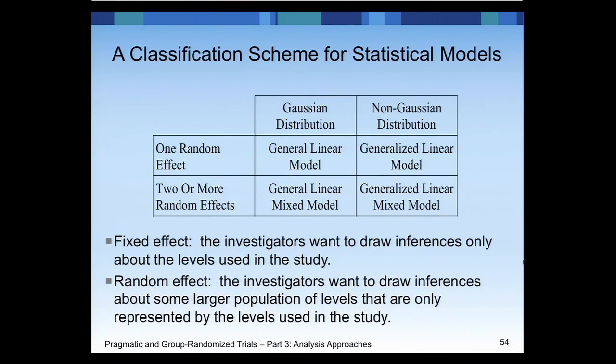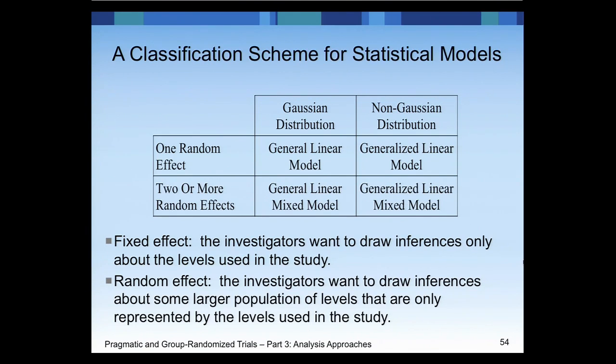We'll start by considering the classification scheme for statistical models. This is defined in terms of the nature of the outcome, the primary outcome for the study, which might be Gaussian or normally distributed, or non-Gaussian, non-normally distributed. These are also classified based on the number of random effects that are allowed in the model. The upper left-hand corner of this 2x2 table is the general linear model, characterized by normally distributed or Gaussian distributed data and one source of random variation, or one random effect.